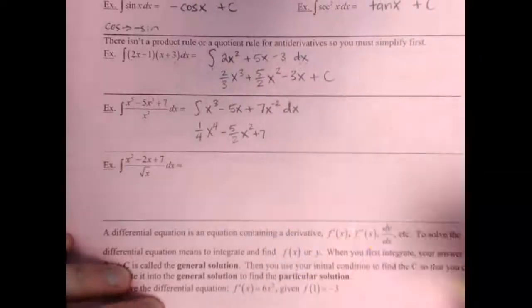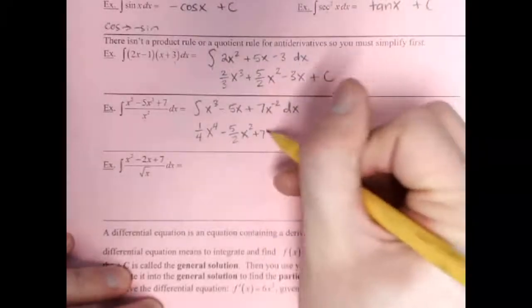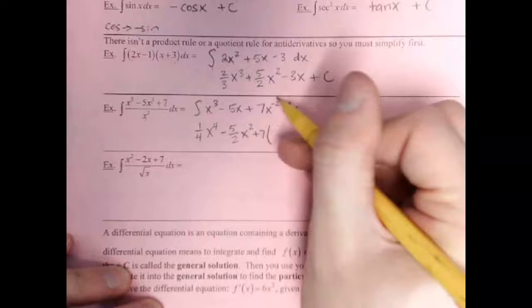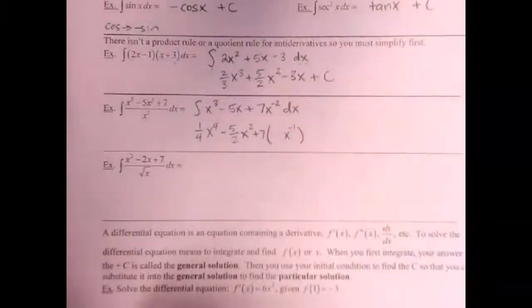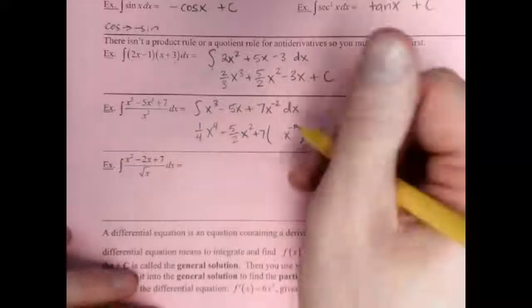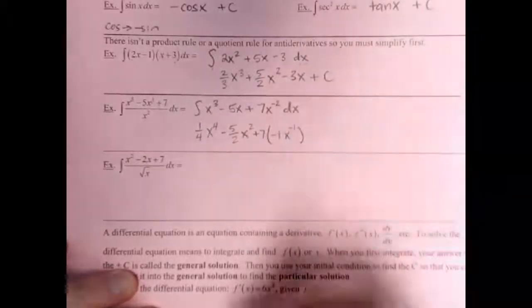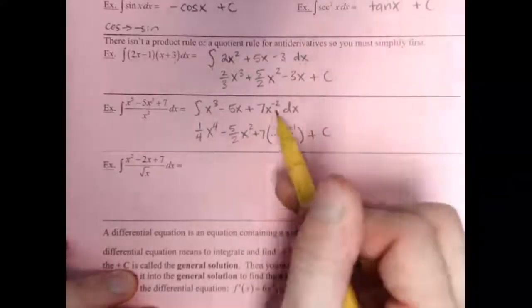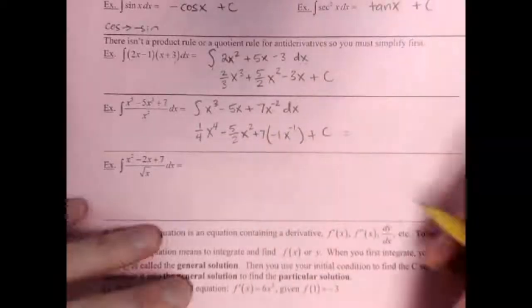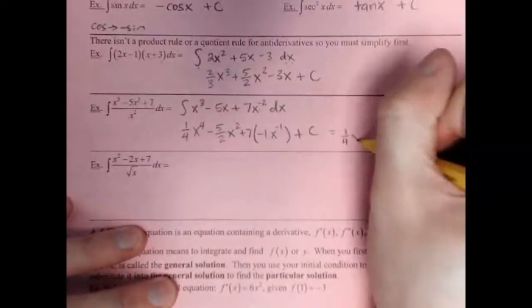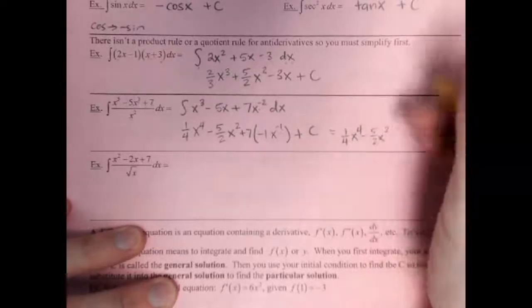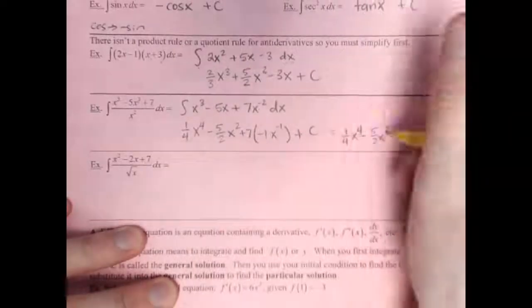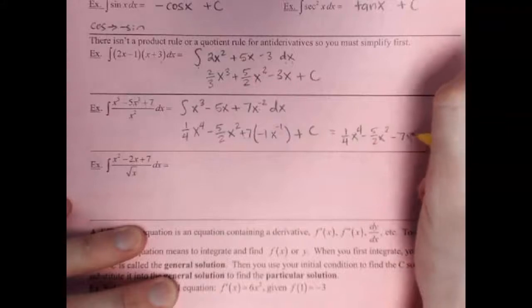Just like when we take a derivative, you can just copy the coefficient, and then you can do the integration working with the variable part. Add 1 to the exponent, so negative 2 plus 1, that's negative 1, and then divide by that new number. Once I've done the integration, then I can worry about recombining the constants. And I have 1/4 x to the 4th minus 5/2 x squared plus 7 times negative 1, so I can write minus 7 x to the negative 1st.